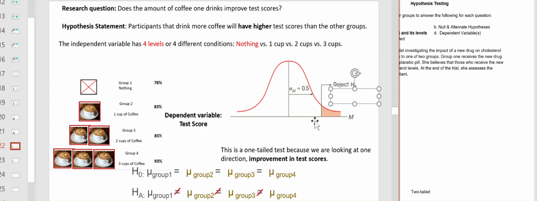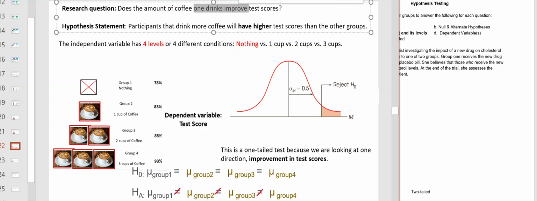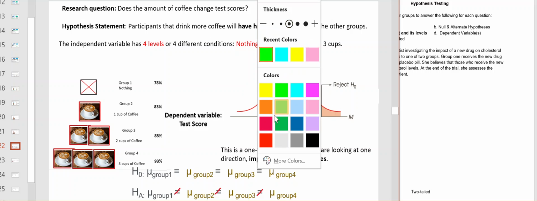So let's say we were to change this research question around to, does the amount of coffee change test scores? Now you see how this is a vague question. I haven't given direction to my question. So if this is a vague question and no direction is in this question, then I would have a two-tailed test because I don't know if it's going to go in the negative direction or in the positive direction.